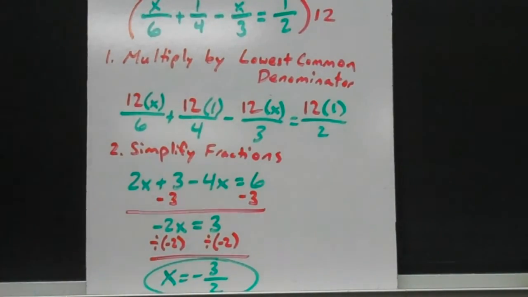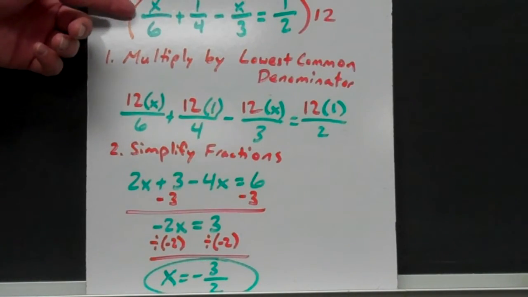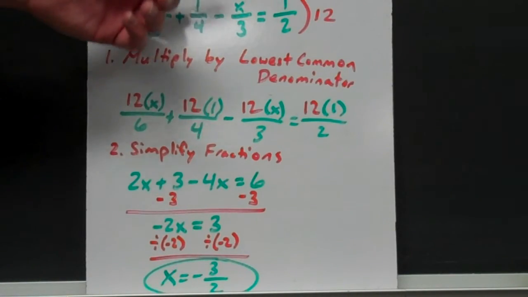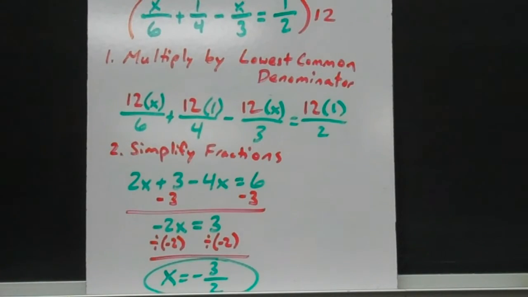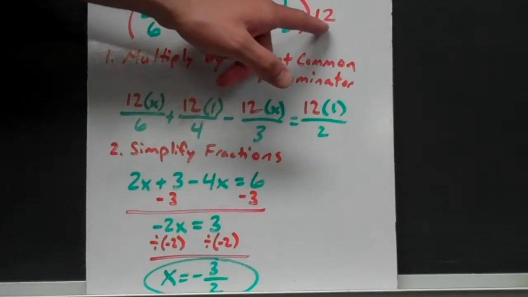And now let's take a look at solving equations with fractions. So we have x over 6 plus 1/4 minus x over 3 equals 1/2. And the first thing that we want to do is multiply by the lowest common denominator. We don't want fractions. Fractions are difficult to work with, so we want to try and get rid of those fractions. In order to get rid of those fractions, we multiply by the lowest common denominator. In this case, it's 12.